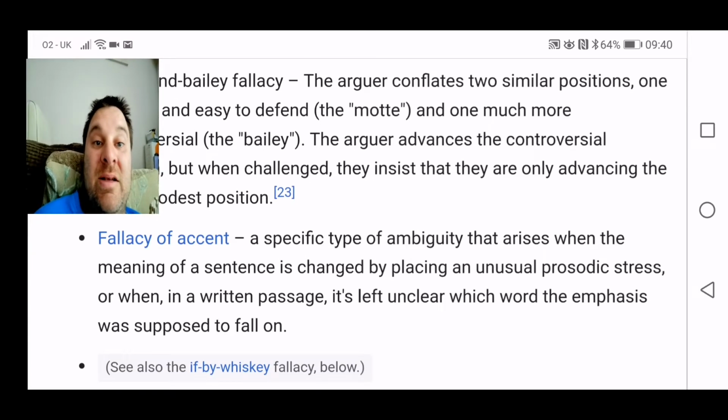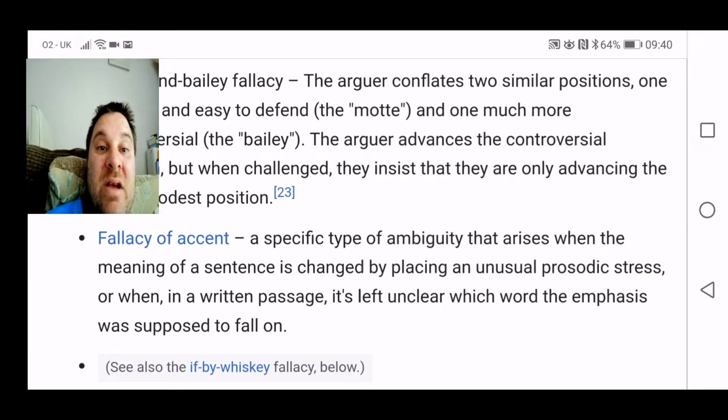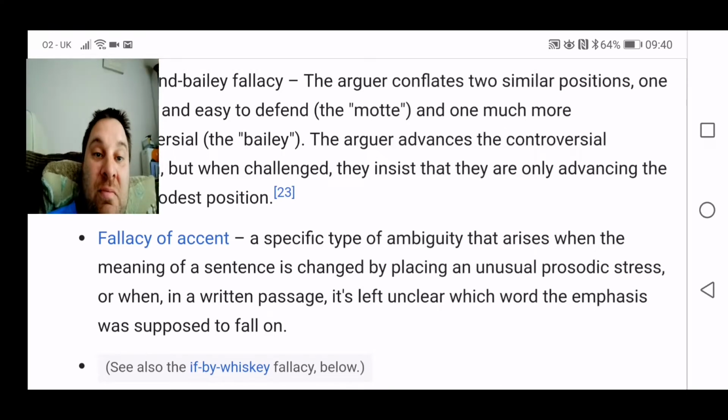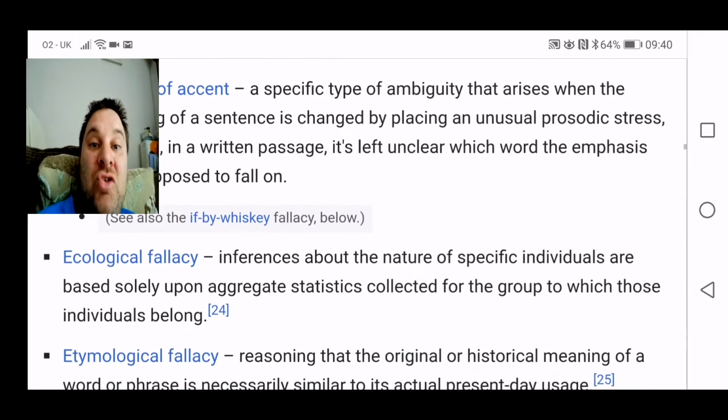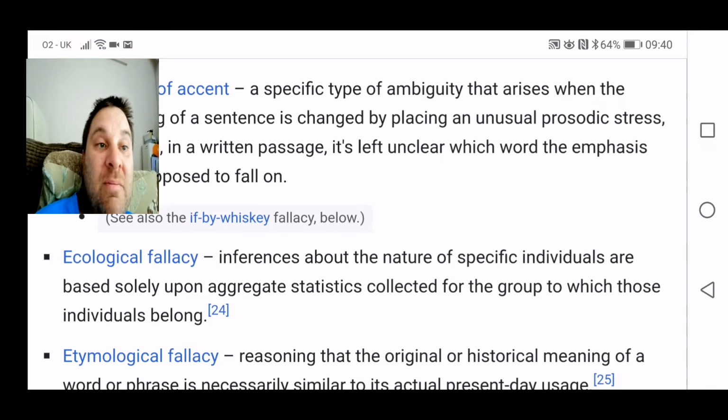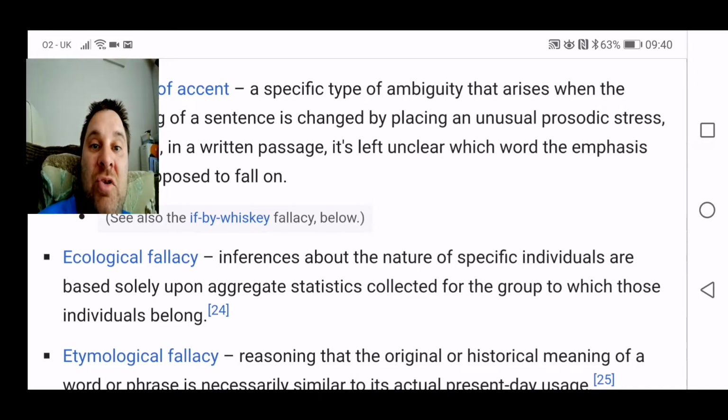Fallacy of accent: a specific type of ambiguity that arises when the meaning of a sentence is changed by placing an unusual prosodic stress, or when in a written passage it's left unclear which word the emphasis was supposed to fall on. Ecological fallacy: inferences about the nature of specific individuals are based solely upon aggregate statistics collected for the group to which those individuals belong.